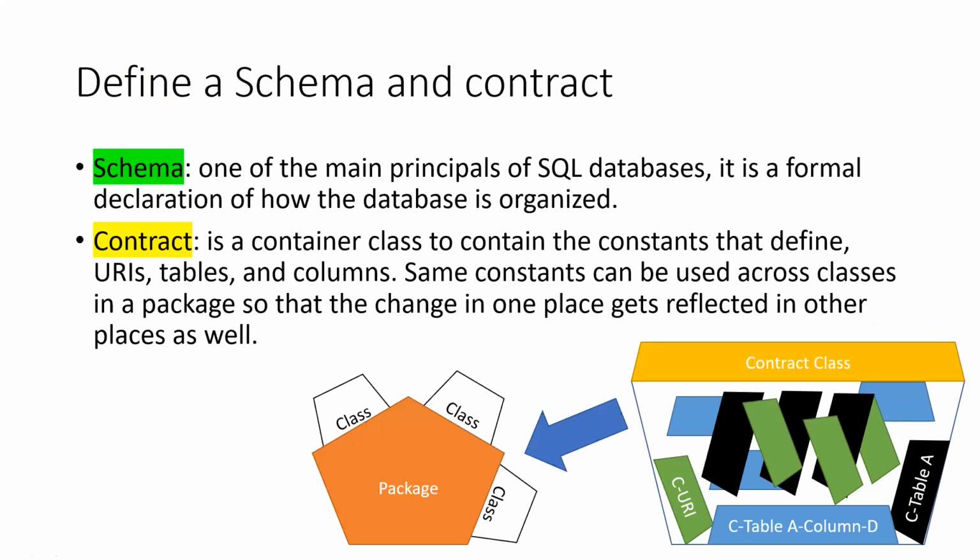The first thing you need to do is define a schema and define a contract. So first of all, you need to know what a schema is and what a contract is, and only then will you think of designing them. Schema is one of the main principles of SQL databases. It could be any relational database. Every database has a schema, and schema is about how your database is organized.